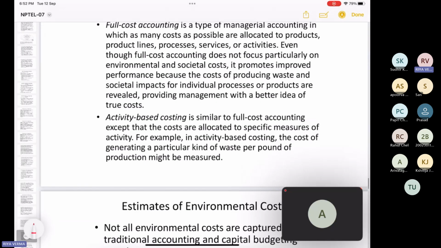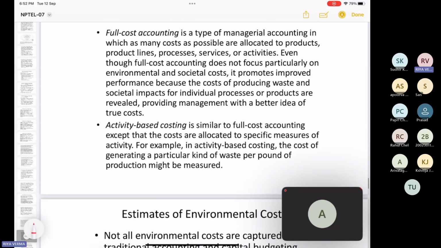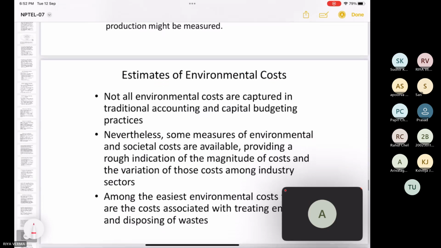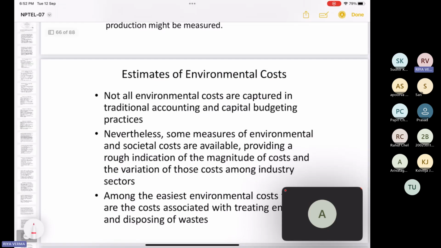Then we have activity-based costing, which is similar to full cost accounting, except that the costs are allocated to specific measures of the activity. In full cost accounting, we included as many costs as possible, which are allocated to the products. And in activity-based costing, the costs are allocated to specific measures for activity. For example, in activity-based costing, the cost of generating a particular kind of waste per pound of production might be measured.